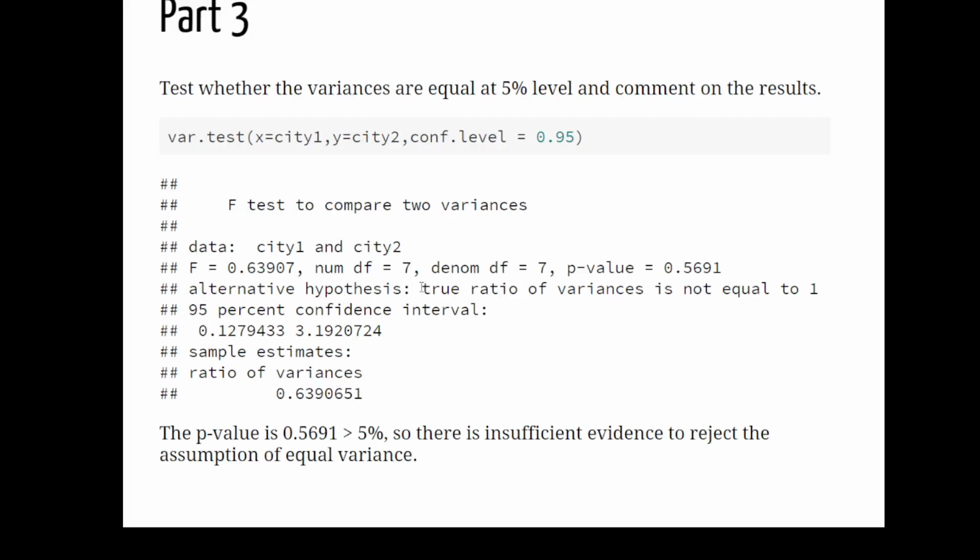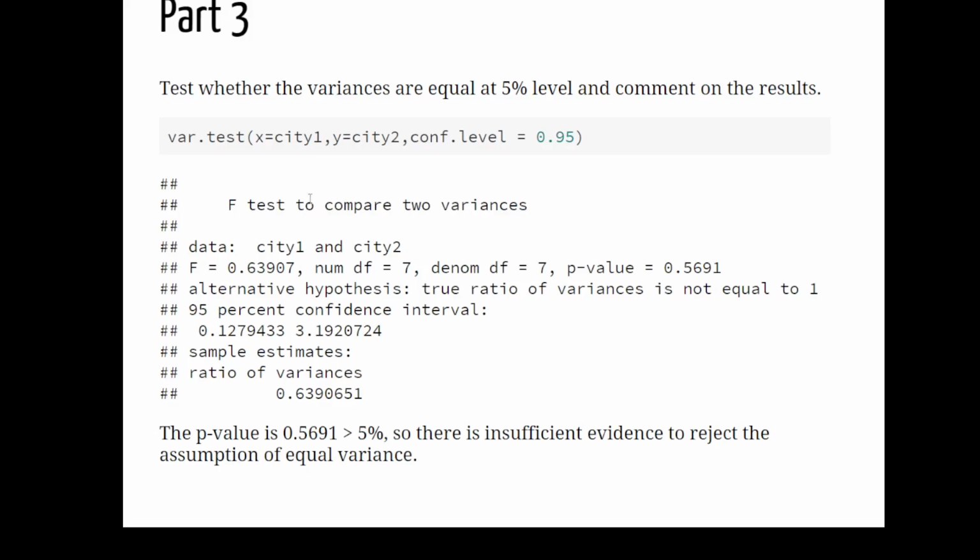So, part 3. Test whether the variances are equal at 5%. This is about the population variances, which is what that assumption is about. Is the population variance for City 1, the population of values, equal to the population variance for City 2, and so on. Comment on the results. Now the inputs are fairly much identical to what we have for the t-test previously. The command we're looking at here is var.test. This creates what is called an F-test to compare two variances.